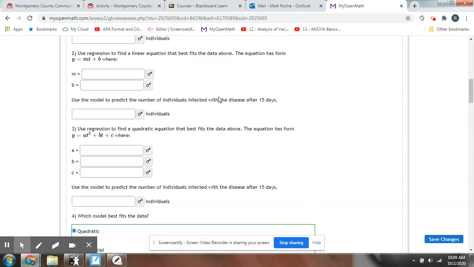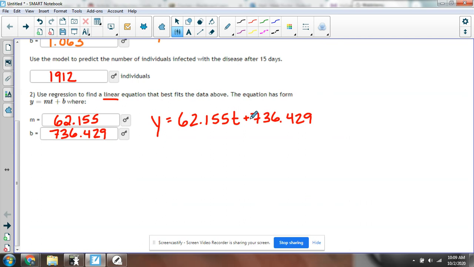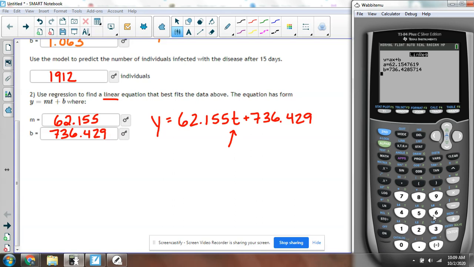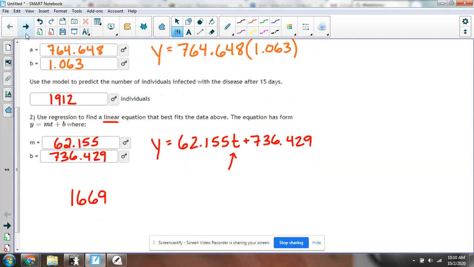It says, use the model to predict the individuals infected after 15 days. So the same thing as the first part. After 15 days, I'm just going to plug in 15 for t. So I'll do 62.155 times 15, plus 736.429. So my answer there is going to be 1,668.75 or 1,669. Okay. A little lower than the exponential regression.